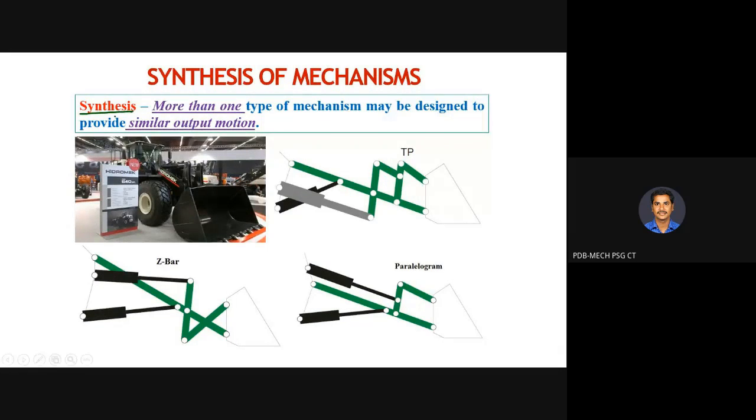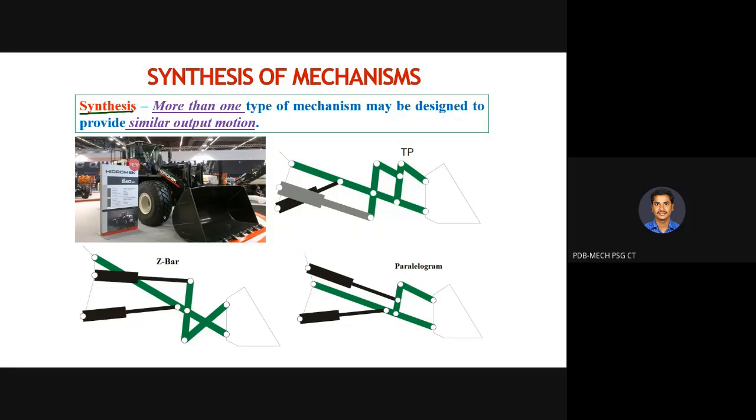For example, in a windshield wiper system we would have used a four-bar crank rocker. Another mechanism may also be suitable for that, like a single slider or something, any mechanism may be suitable. Deciding which is more appropriate for our application is synthesis. So you will have more solutions, and one unique solution should be identified.